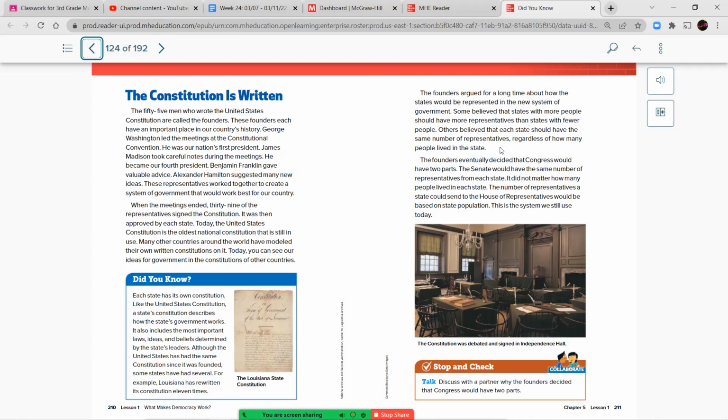The founders eventually decided Congress would have two parts. The Senate would have the same number of representatives from each state. It did not matter how many people lived in that state. The number of representatives a state could send to the House of Representatives would be based on the state's population. This is a system we still use today. The Constitution was debated and signed in Independence Hall.